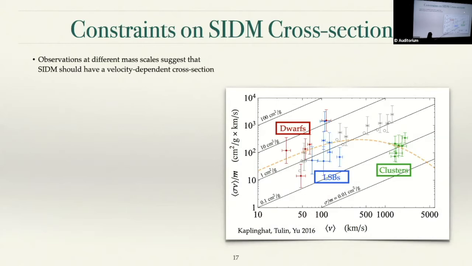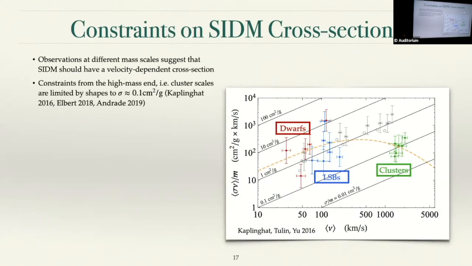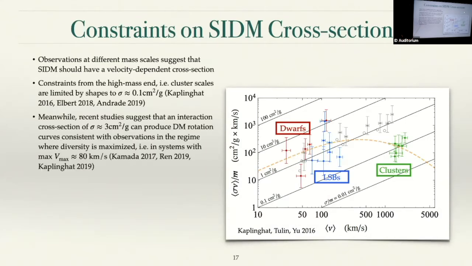And you see here for these cluster scales, so the lines are constant cross sections, that the clusters should be sitting around 0.1 centimeters squared per gram, whereas dwarfs should have higher cross sections. And we know that we need higher cross sections to be able to induce that gravothermal collapse. There has been some recent work by a number of people in the community that showed in particular that a cross section of 3 centimeters squared per gram can reproduce the full range of diversity curves, where diversity is maximized around 80 kilometers per second.